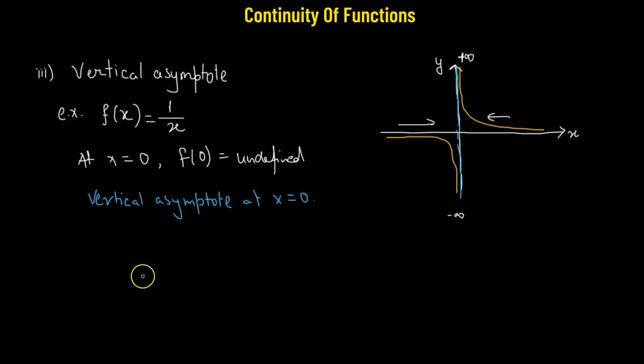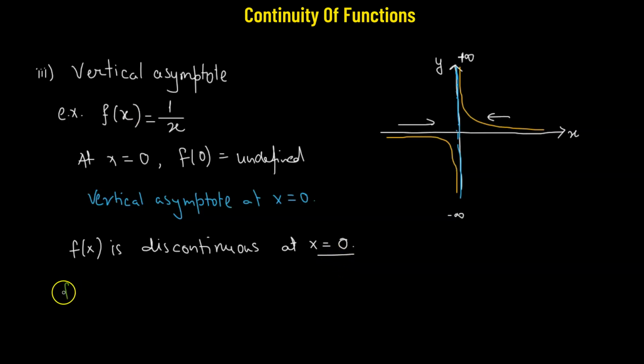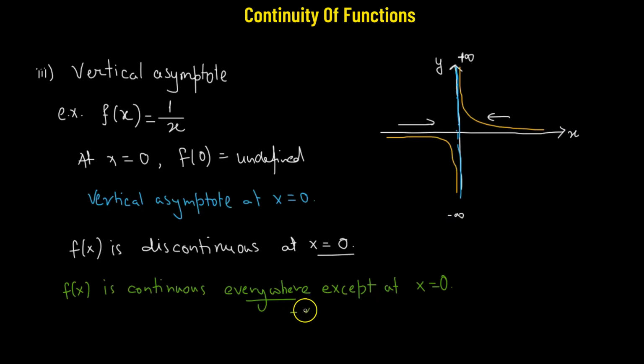So simply, the function f of x is undefined, or you can say discontinuous, at x equals 0. I'll write it down: f of x is discontinuous at x equals 0. However, if we exclude this point x equals 0, we can say that our function f of x is continuous everywhere except at x equals 0, where it is discontinuous. And when we say everywhere, it simply means from -infinity to 0, union 0 to infinity.